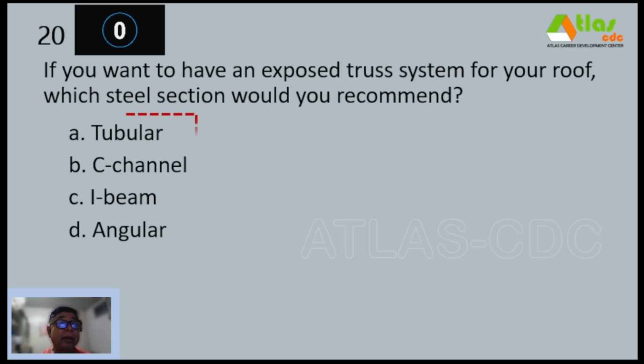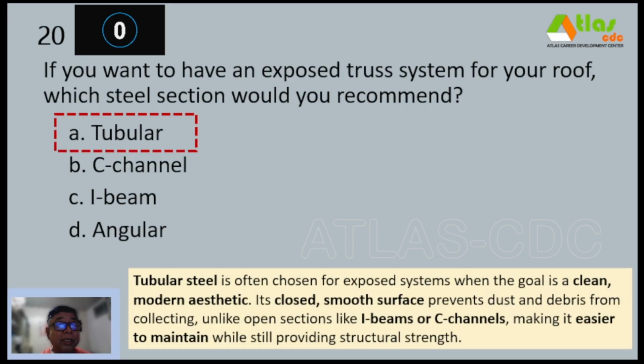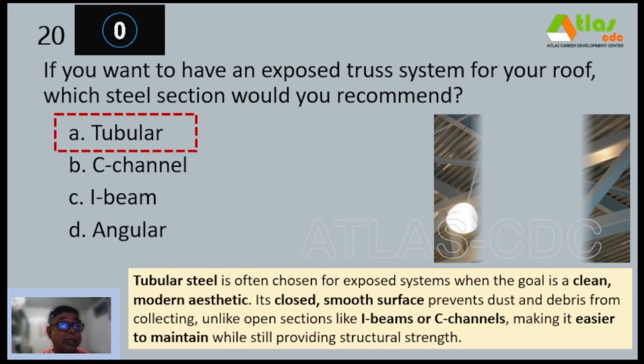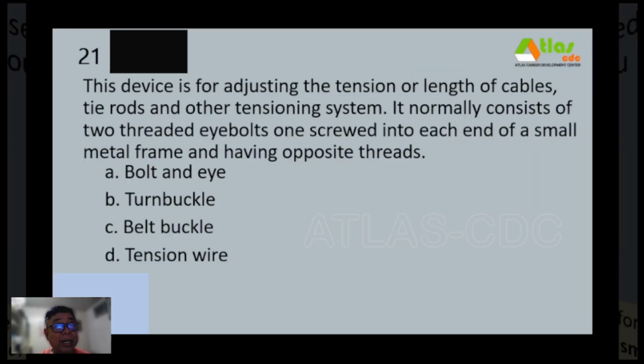And our correct answer is tubular. Tubular steel is often chosen for exposed systems when the goal is a clean, modern aesthetic. Its closed, smooth surface prevents dust and debris from collecting, unlike open sections like I-beams or C-channels, making it easier to maintain while still providing structural strength.